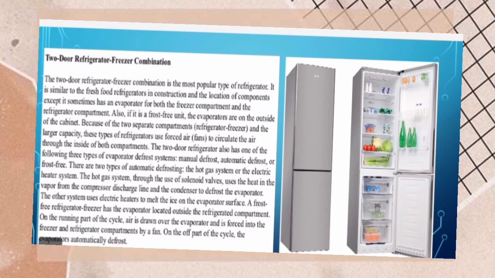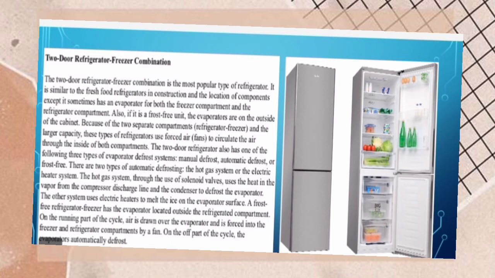compartments. The two-door refrigerator also has one of the following three types of evaporator defrost systems. First is manual defrost, second automatic defrost, and third frost-free. And there are two types of automatic defrosting: the hot gas system or the electric heater system. The hot gas system, through the use of solenoid valves, uses the heat in the vapor from the compressor discharge line in the condenser to defrost the evaporator. The other system uses electric heaters to melt the ice on the evaporator surface.